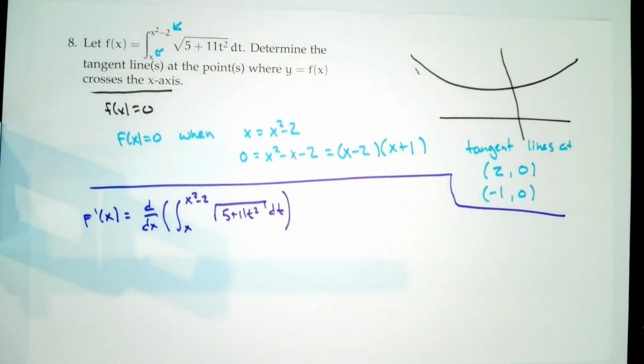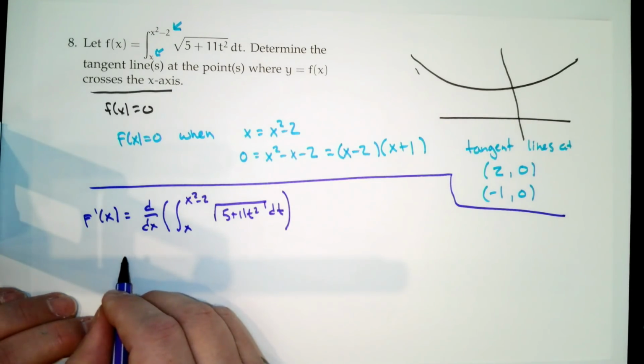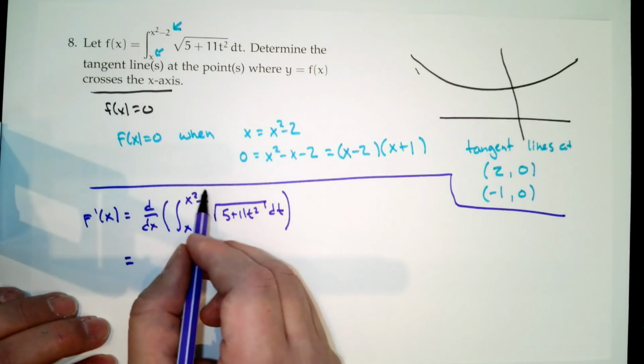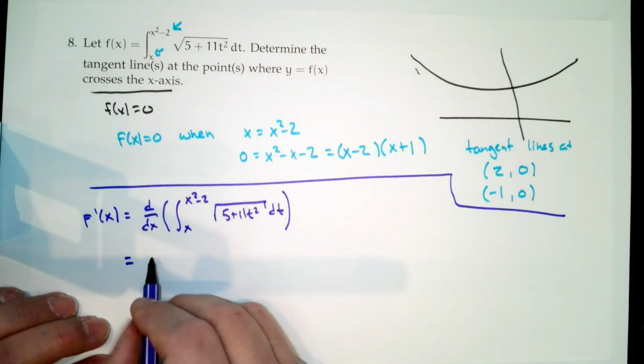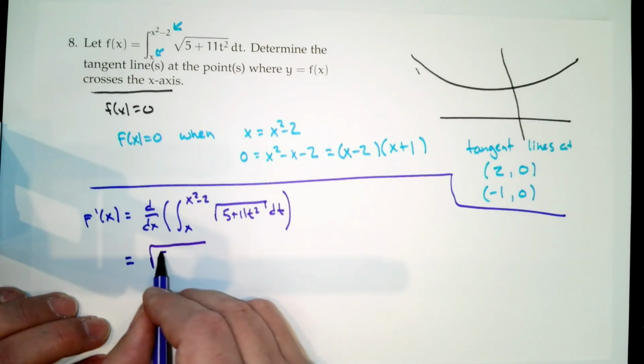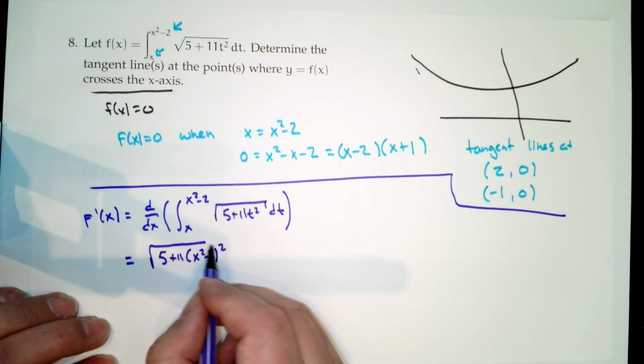How do I go about taking such a derivative? Fundamental theorem. Now this is a case where I have a function in both the upper and lower limits, but that's okay. We have the technology. We can do this. The rule says you start by taking the top function, x squared minus 2, and plug it in anywhere you see the t. So square root of 5 plus 11 times x squared minus 2, squared.